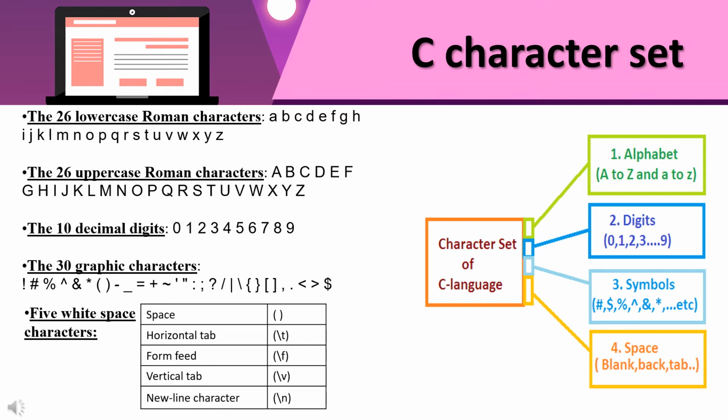It is not necessary that the source character set and the execution character set are the same. Now, the list of characters available in the C programming language are the 26 lowercase Roman characters, small a, small b to small z, and the 26 uppercase Roman characters, capital A, capital B to capital Z. Next come the digits. The 10 decimal digits are 0, 1, 2 to 9. The next is the 30 graphic characters, as you can see here. And the last one is the spaces, like 5 white space characters: the space, horizontal tab, form feed, vertical tab, and the new line character.